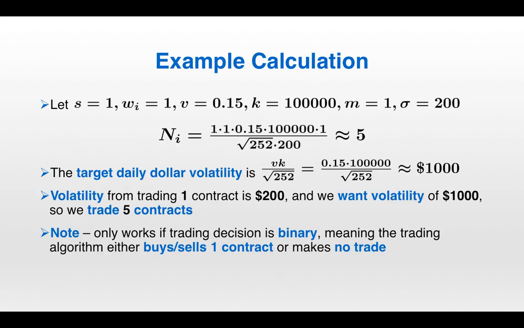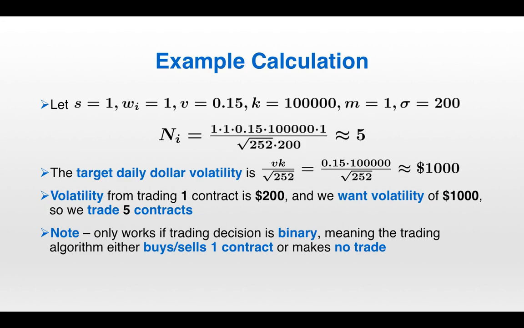For the sake of clarity, let's go through an example calculation. Let S equal 1, W_i equal 1, V equal 15%, K equal 100,000, M equal 1, sigma equal 200. Plug that into the formula and you get N_i is approximately 5. I'm rounding here just to make the example simpler. So the target daily dollar volatility is going to be V times K over the square root of 252.